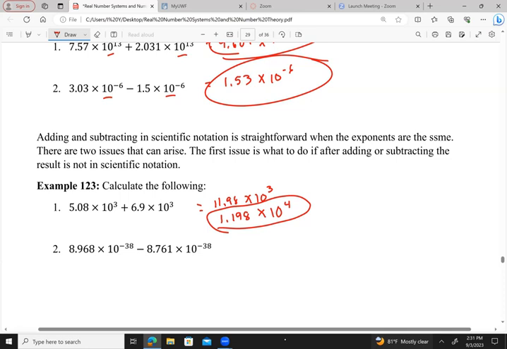Likewise here, I end up with 0.207 times 10 to the negative 38. Now I need to move this to the right one. So here we're going to subtract 1, and we'll have 2.07 times 10 to the negative 39.